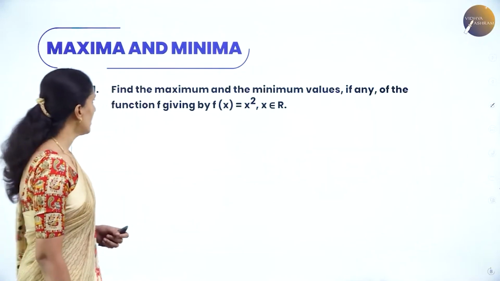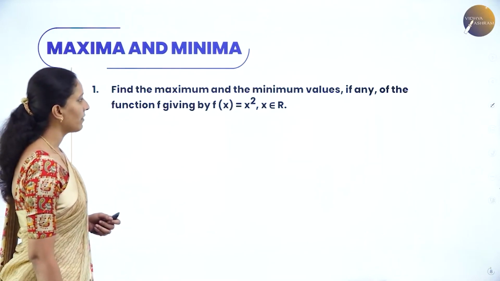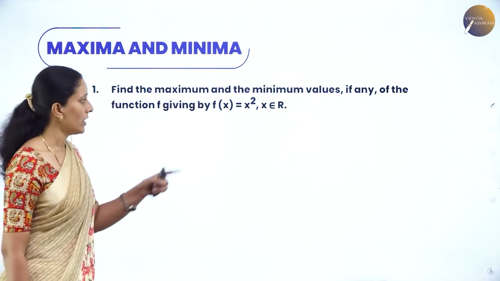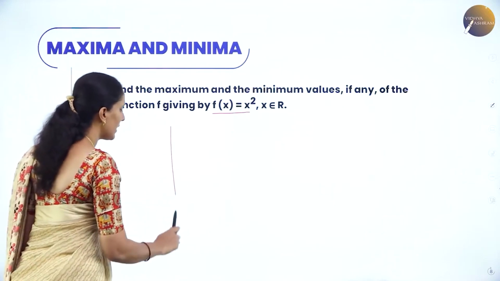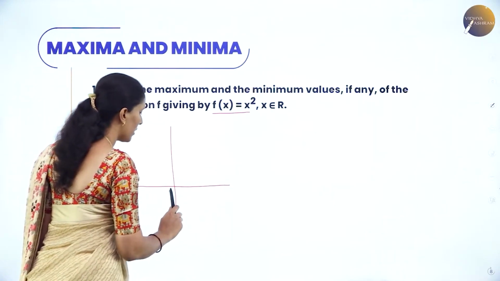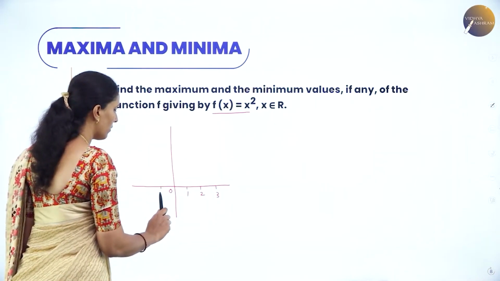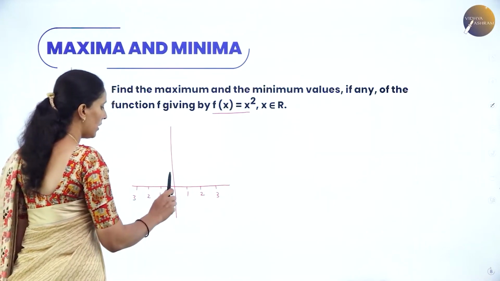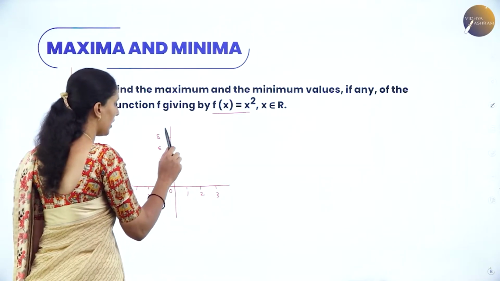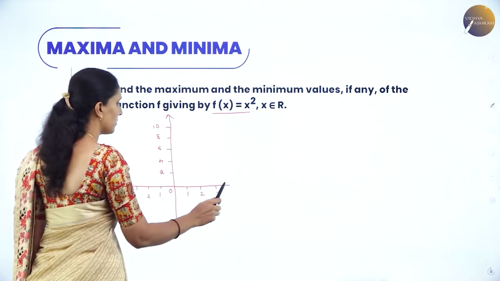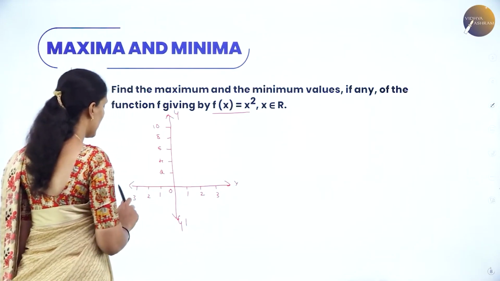So the first question here is, find the maximum and minimum values, if any, of the following function f given by f of x is equal to x square. Clearly f of x is equal to x square is a parabola. We have known that. So let me plot the function: 0, 1, 2, 3 like this, and here 2, 4, 6, 8, 10, etc. Let me take this as y, y dash, x, x dash.